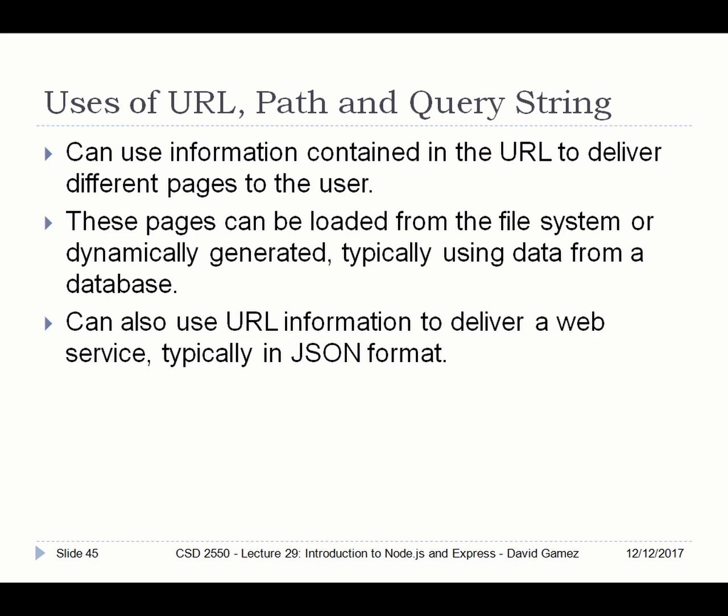We can have, you know, products, hats or something, and that wouldn't necessarily have to correspond to a folder in which there was lots of pages about hats. It could just be used to search the database for hats and then send back some pictures of hats to the user or whatever. So we can use this URL information to deliver web services, and I'm going to explain that in a little bit.